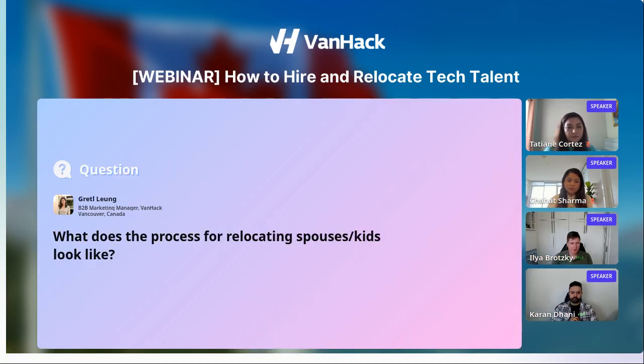Nice. Thanks, Kron. What does the process look like for relocating spouses or kids? So maybe Tachi... Yeah, in terms of documentation, they will have to gather way less documents than the main applicant. So it's not difficult for their wife and the child. As we said, the wife can obtain an open work permit to work for any company, and the kids can study as well. If they are 6 and older, we are going to apply for a study permit for them, since they will be school age.